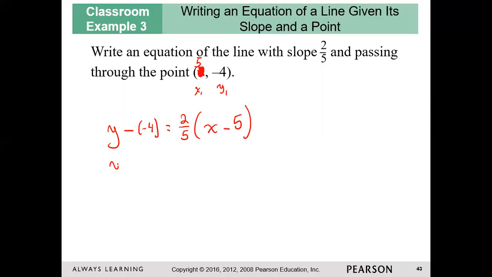So let's clean it up a little bit. So let's do y plus 4 equals 2/5 times x minus 5. And this right here is sufficient. We have written an equation in point slope form. Most of the time, you don't want to leave your equation like this.